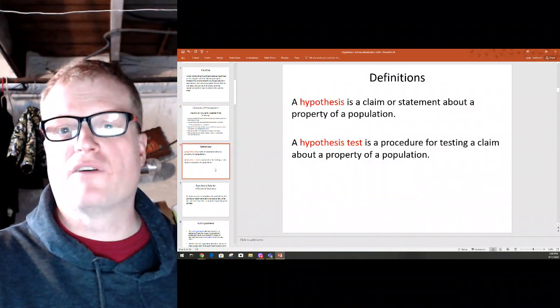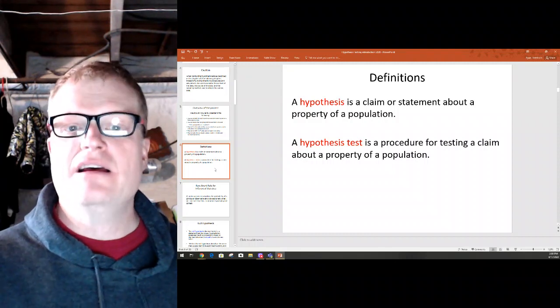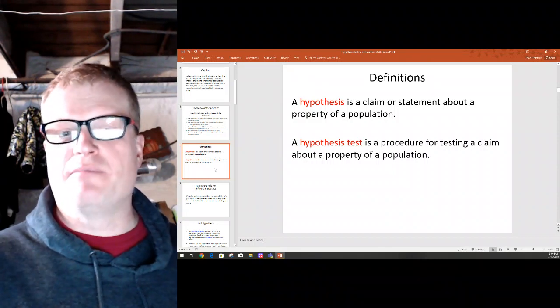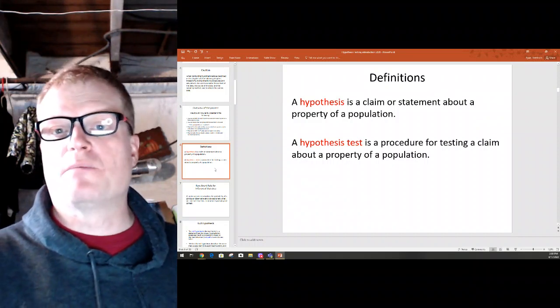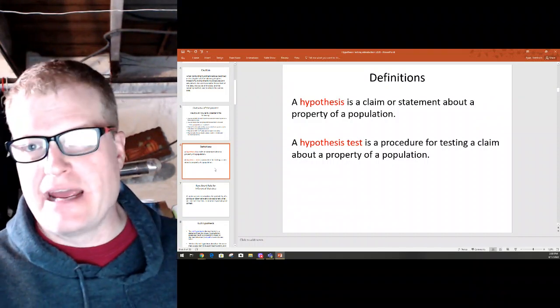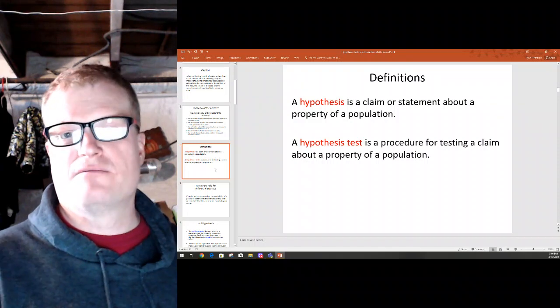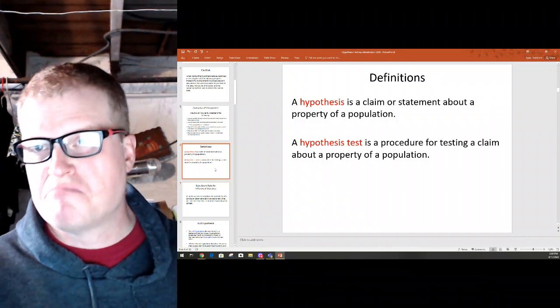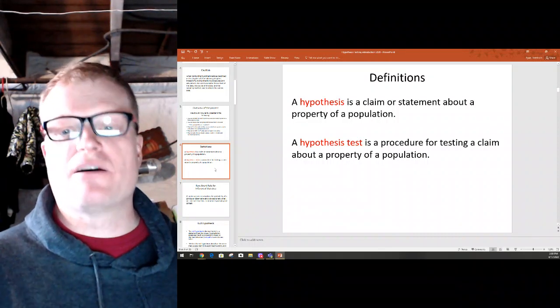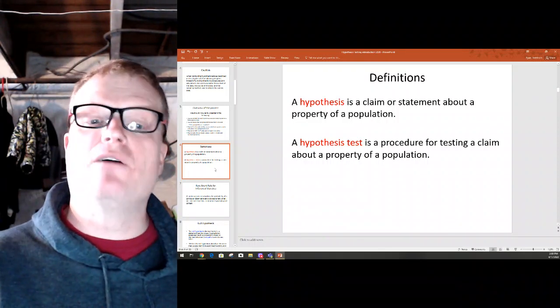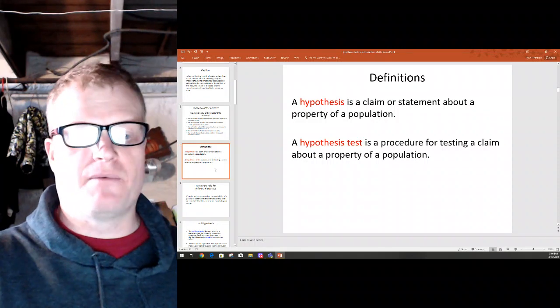So, a couple of vocabulary words. A hypothesis is the actual claim or statement about a property of a population. In other words, half of the people like green eggs and ham, or the average age of students going to UNE is 19.5. The hypothesis test is the procedure that we use for testing this claim about this property of a population.